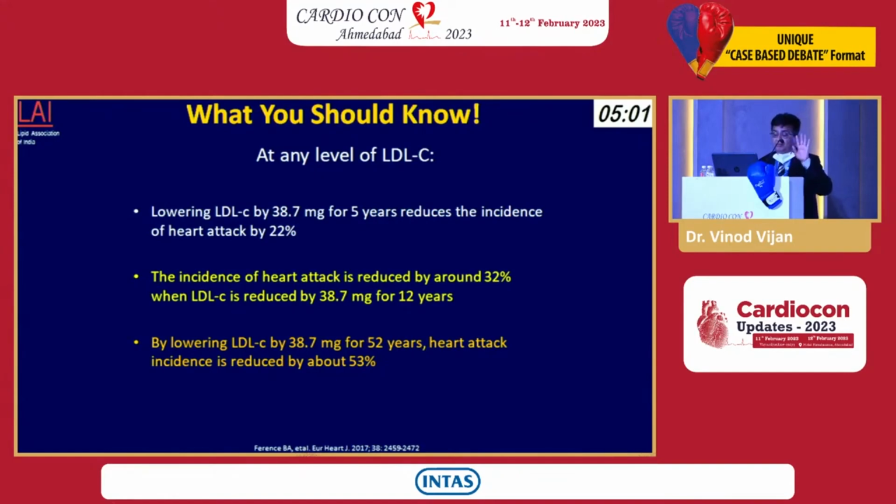If you give it for 5 years, it will reduce your chance of heart attack by 22%. If you give it for 12 years, it will reduce your chance of heart attack by 32%. And if you give it for 52 years, it will reduce the chance of heart attack by 53%.